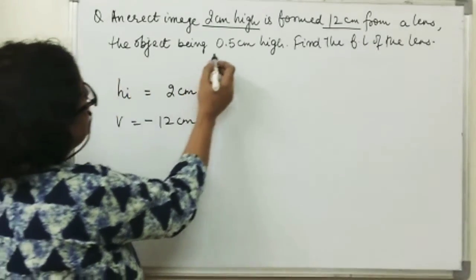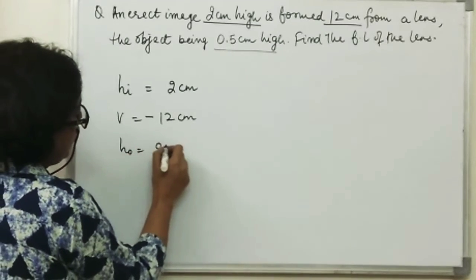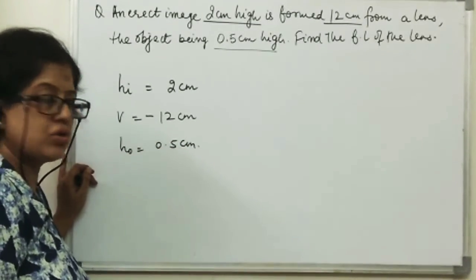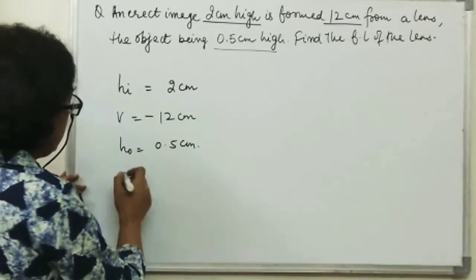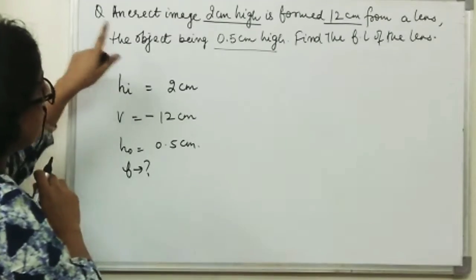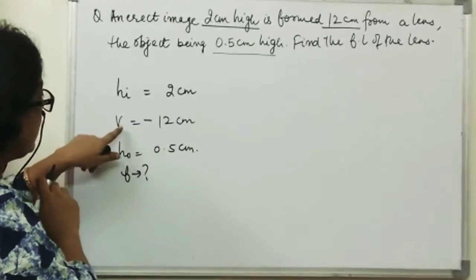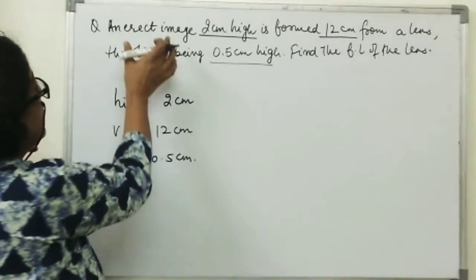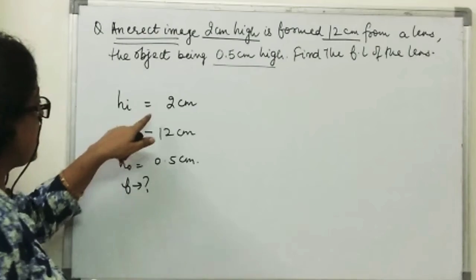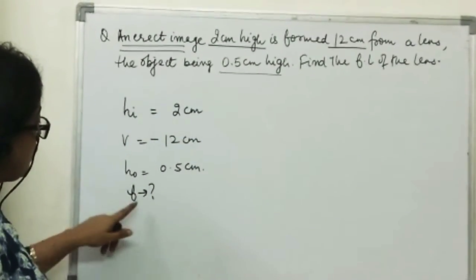The object being 0.5 centimeter high. That means the height of the object is 0.5 centimeter. Height of the object is always taken positive. Fine. So we have to find out the focal length of the lens. This is all that is given to us. Because it is an erect image, we have taken hi as positive and v as negative. So this phrase, erect image, is important in this question, which tells us the sign of hi as well as v. So now we have to find out f.